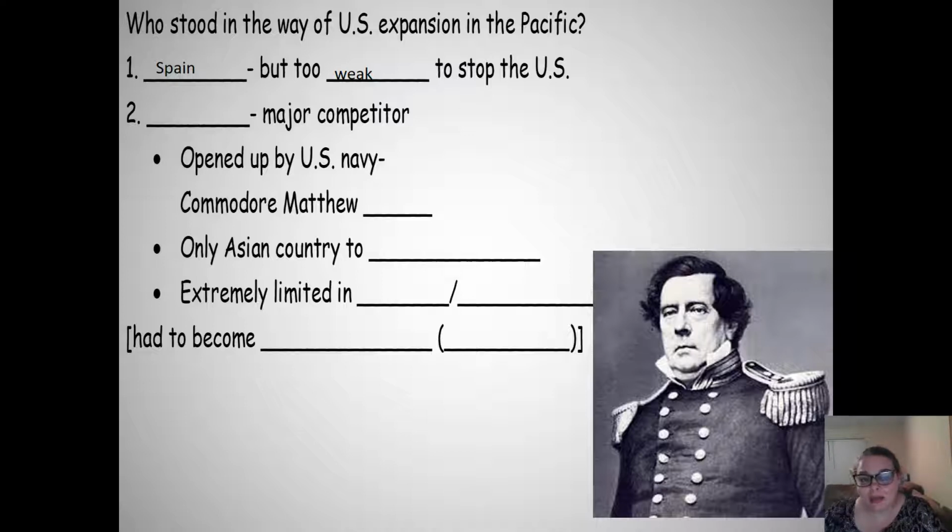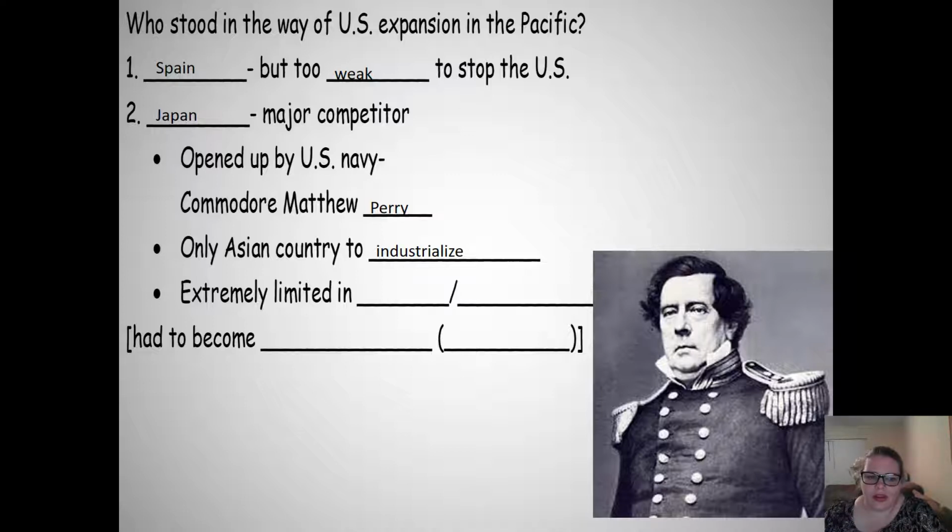Now, our major competitor in the Pacific was Japan. Okay? Japan had been opened up previously by Commodore Matthew Perry. That's the gentleman you see on the screen. He sails into Tokyo Harbor and demands that Japan allow the United States to buy and sell goods, which basically forces Japan to industrialize before it's ready. As a matter of fact, Japan is the only Asian country to industrialize before World War I.